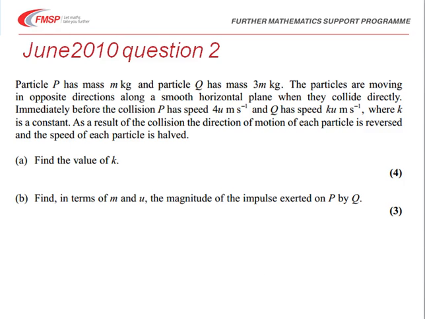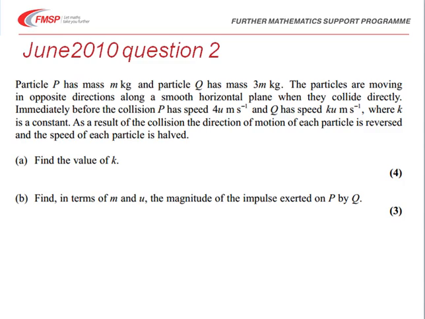The question starts off by telling us that we have particles P of mass m and Q of mass 3m, moving in opposite directions in the same horizontal plane. And they collide. Immediately before the collision, P has a speed of 4u and Q has a speed of ku, where k is some constant.